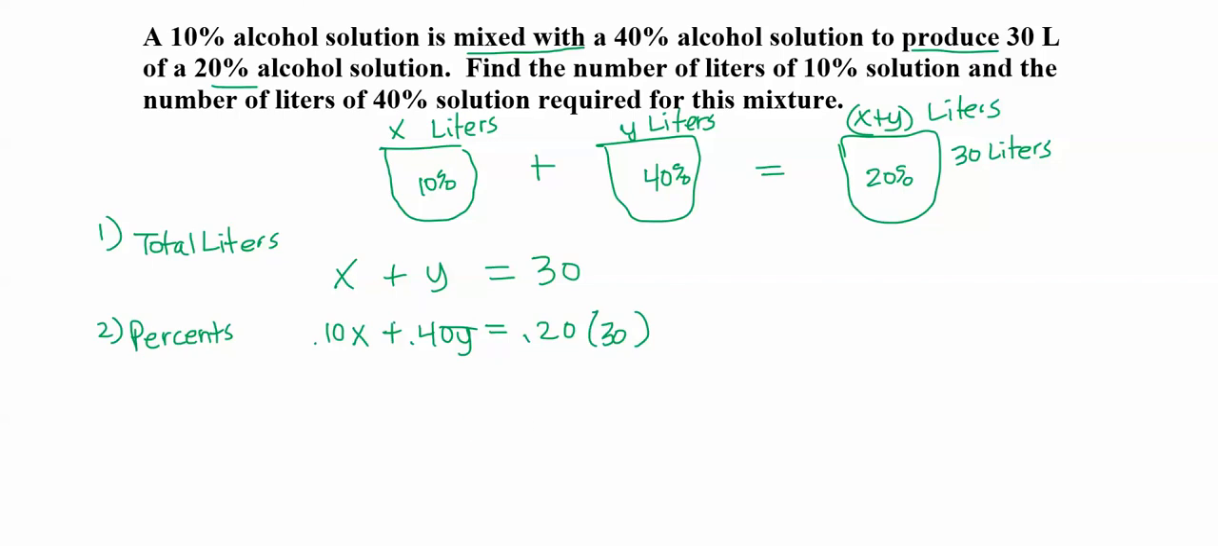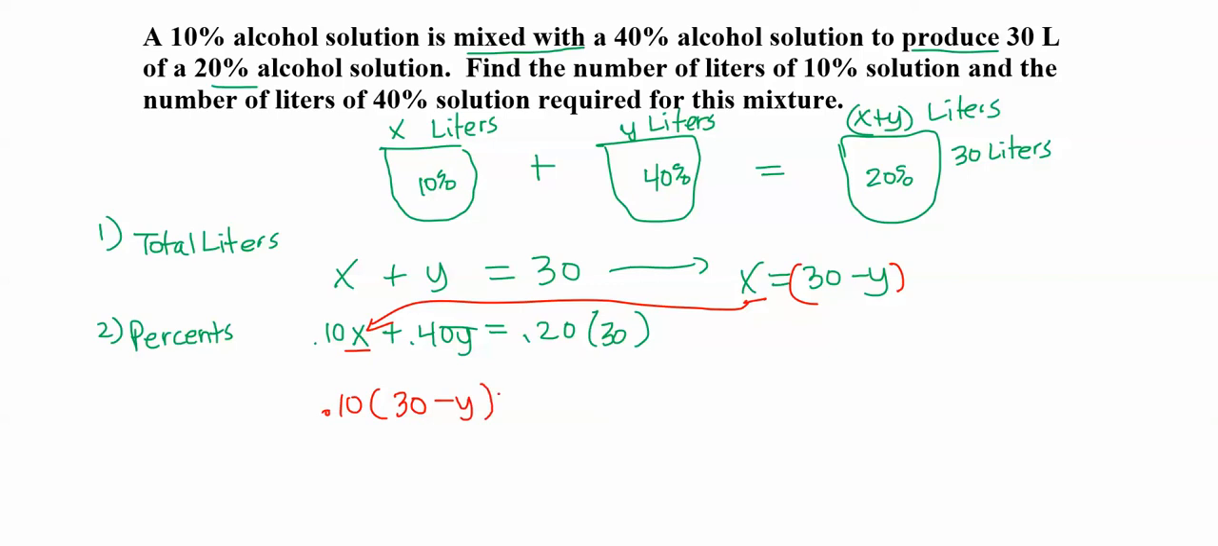Now let's get x alone in that first equation. So x equals 30 minus y. Then I'm going to underline x, and go in the second equation and underline x, and substitute the 30 minus y expression. So I have 0.10 times (30 minus y) plus 0.40y equals, and let's solve this here, 0.20 times 30, which is equal to 6. Now I would need to clear parentheses here.